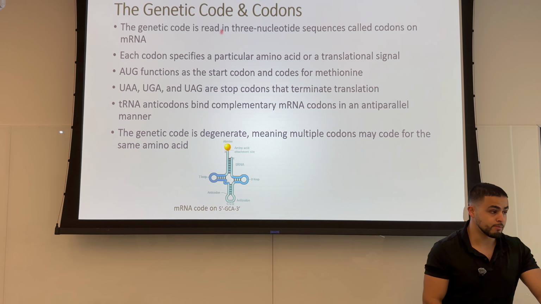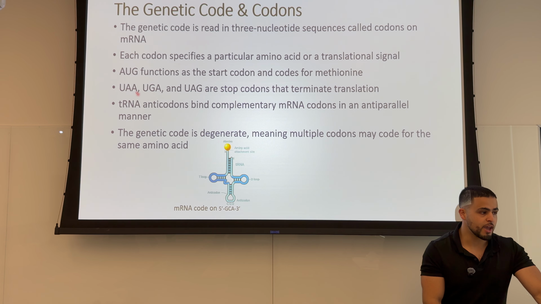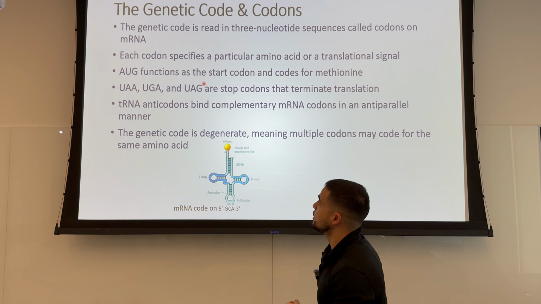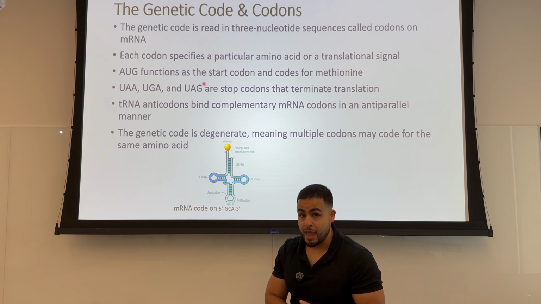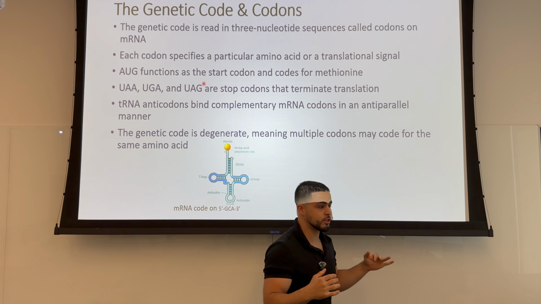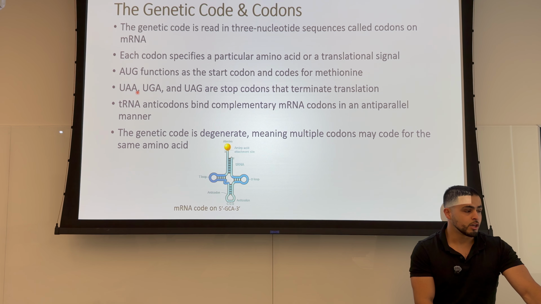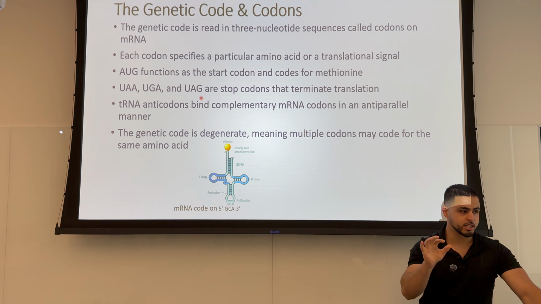A good way to memorize these is that UAA, you are annoying, UGA, you go away, and UAG, you are gone. That's how I memorize them, because they do show up on the MCAT, so it's important to memorize them. And then tRNA anticodons will be complementary to these. In the case of UAA, for example, it would be UUA. It's just complementary, and it's running antiparallel.